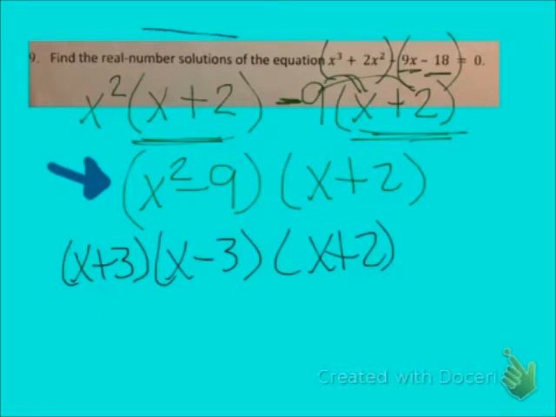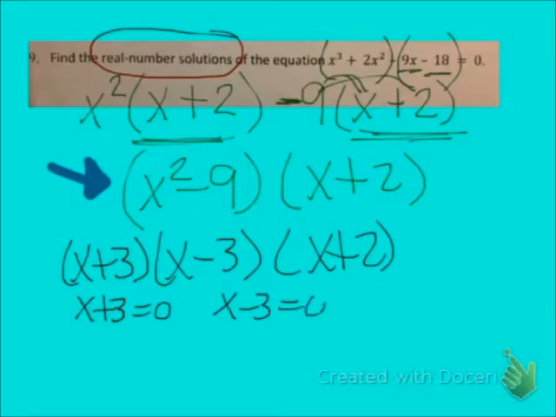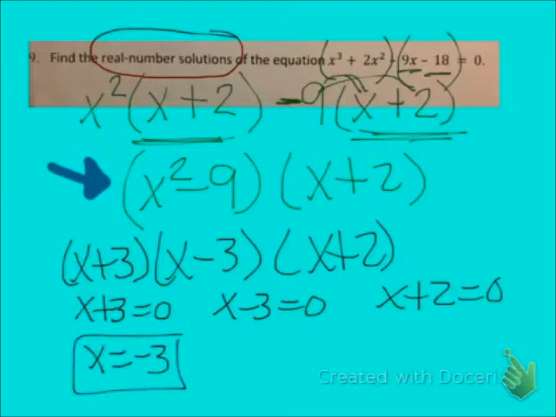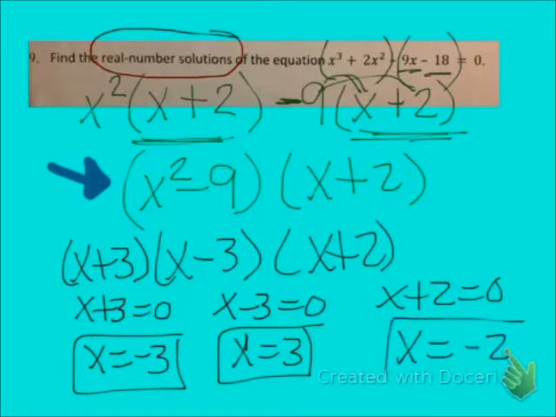But when it's asking for the real number solution, basically they want you to set each one equal to 0. x plus 3 equals 0, x minus 3 equals 0, and x plus 2 is equal to 0. And actually solve for x in each one. So this here becomes x equals negative 3. This one here becomes x equals a positive 3, and that one would become x equals a negative 2. So you just solve each one, and that's it.